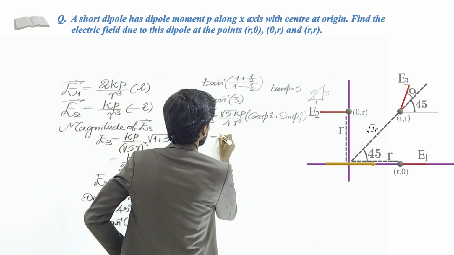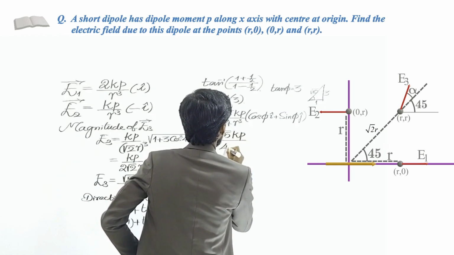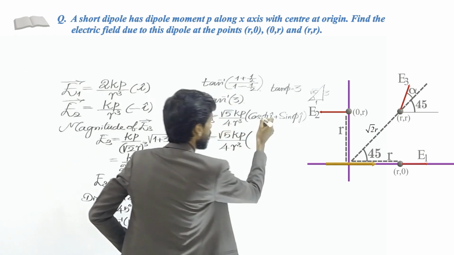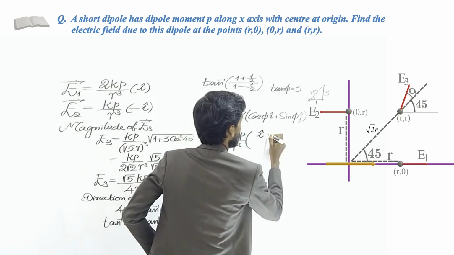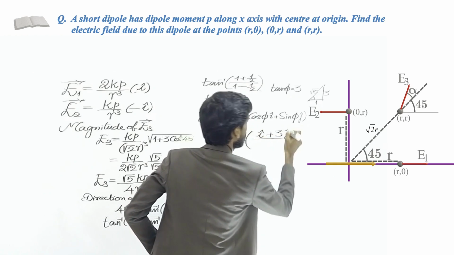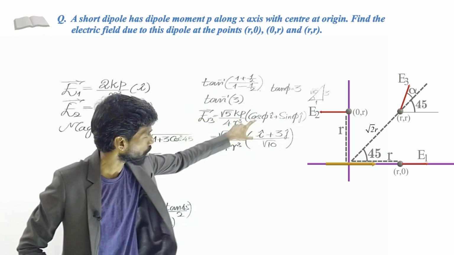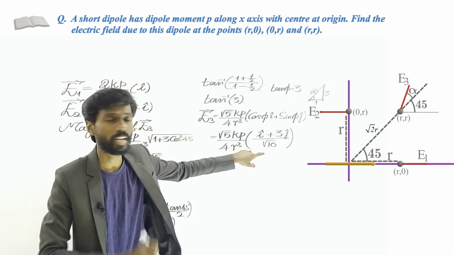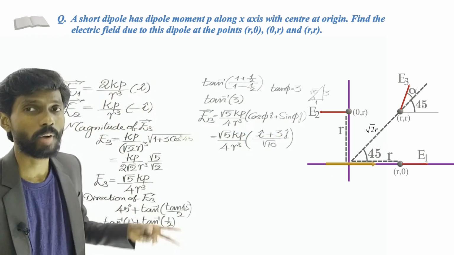So that will become root 5 kp divided by 4r cube multiplied by cos phi. Cos phi is 1 divided by root 10, so I cap plus 3 j cap divided by root 10. Okay, so this is the cos phi value, 1 divided by square root of 10 and 3 divided by square root of 10. So that is our required E3 vector.